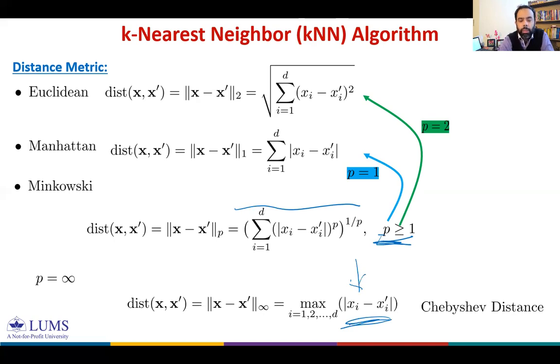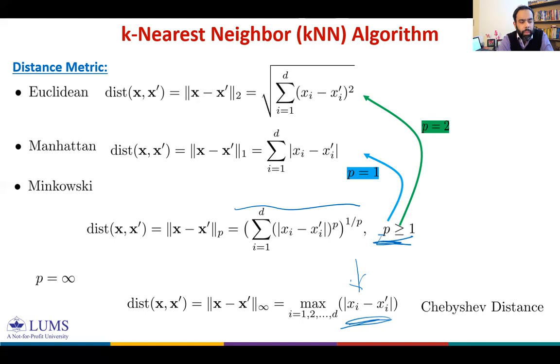Right? So whenever you encounter Euclidean distance, you would say that is the 2 norm of the vector x minus x dash. Manhattan, 1 norm. Chebyshev, infinite norm. And in general, when you use the p norm, you call it Minkowski distance. I assume this is clear now.